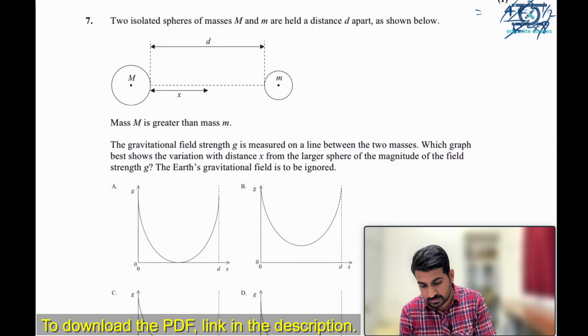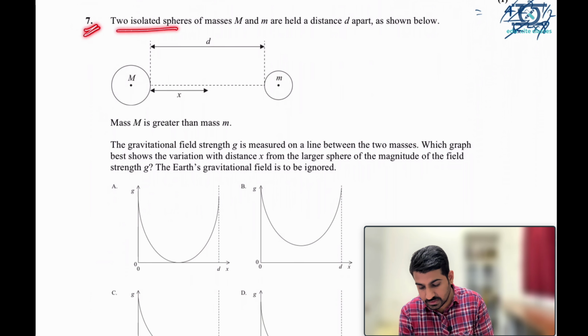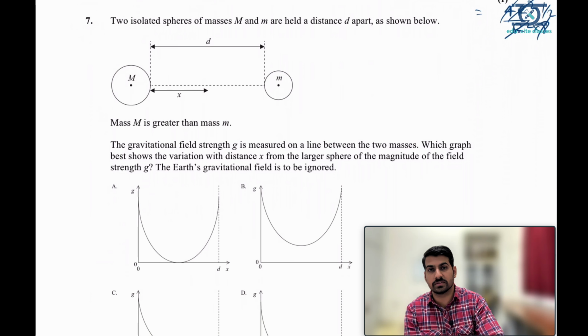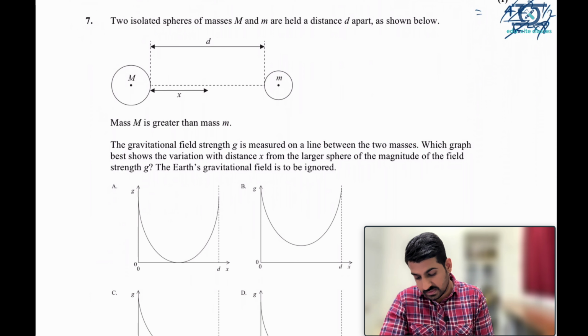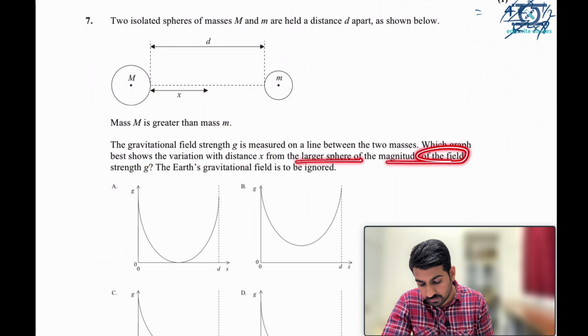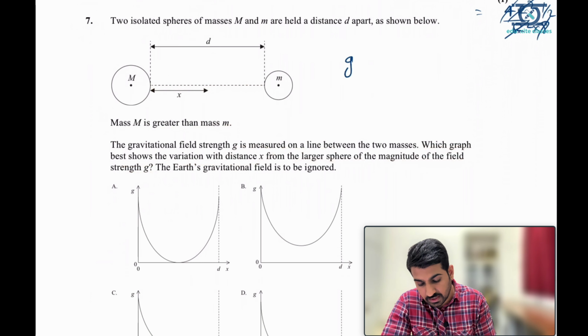Question number 7. Now this is quite conceptual. Two isolated spheres, it means no other forces are acting on them, of mass capital M and small m are held at a distance d apart. Mass M is greater than mass small m. Gravitational field strength g is measured on a line between these two masses. Which graph best shows the variation with distance x from the larger sphere of the magnitude of the field strength g? Now we know that magnitude depends upon GM upon r square.